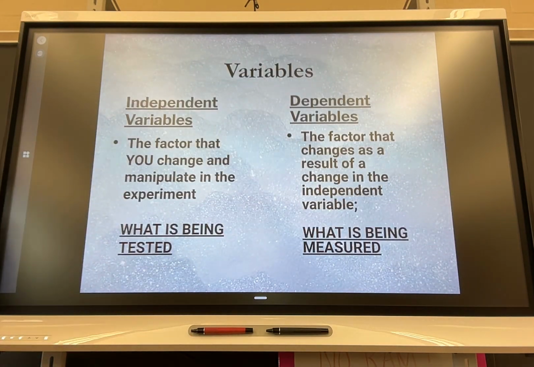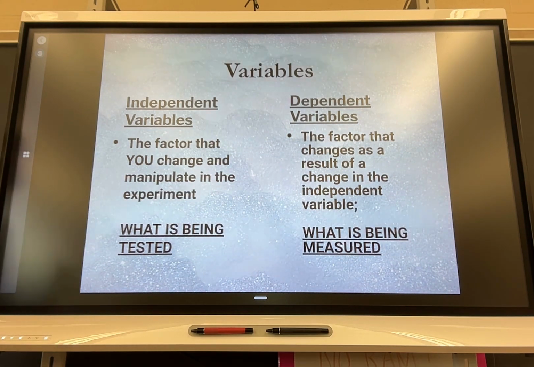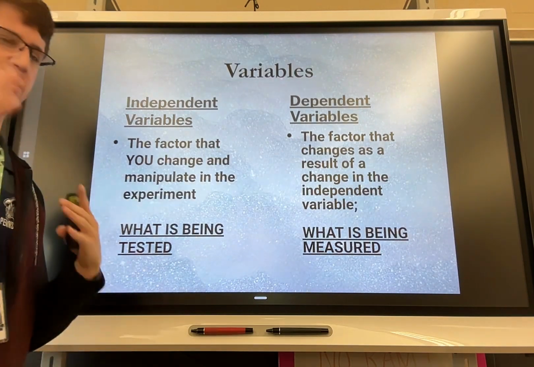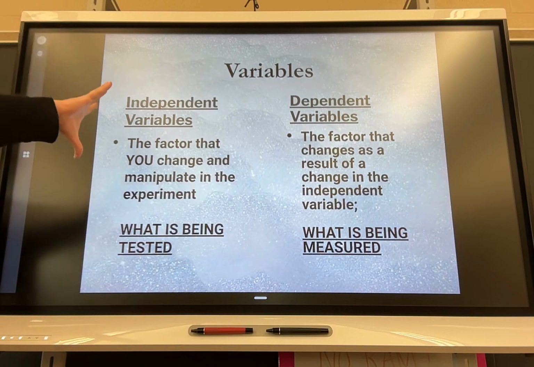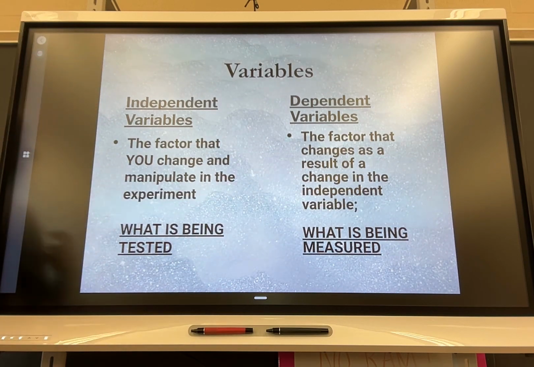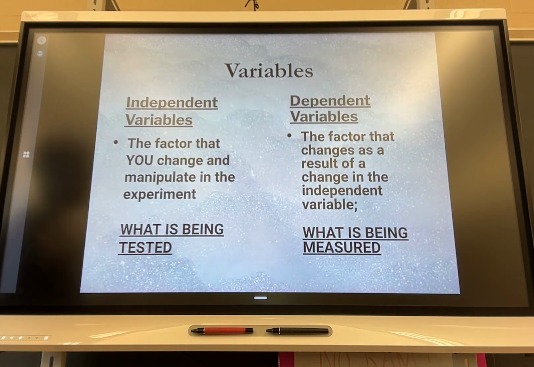The next thing is a variable. So you've probably seen variables in algebra and a couple different math classes. You usually see it like x, y, 2x, those sorts of things. In science, we aren't going to use the letters in this case, but we are going to control different factors within the experiment.